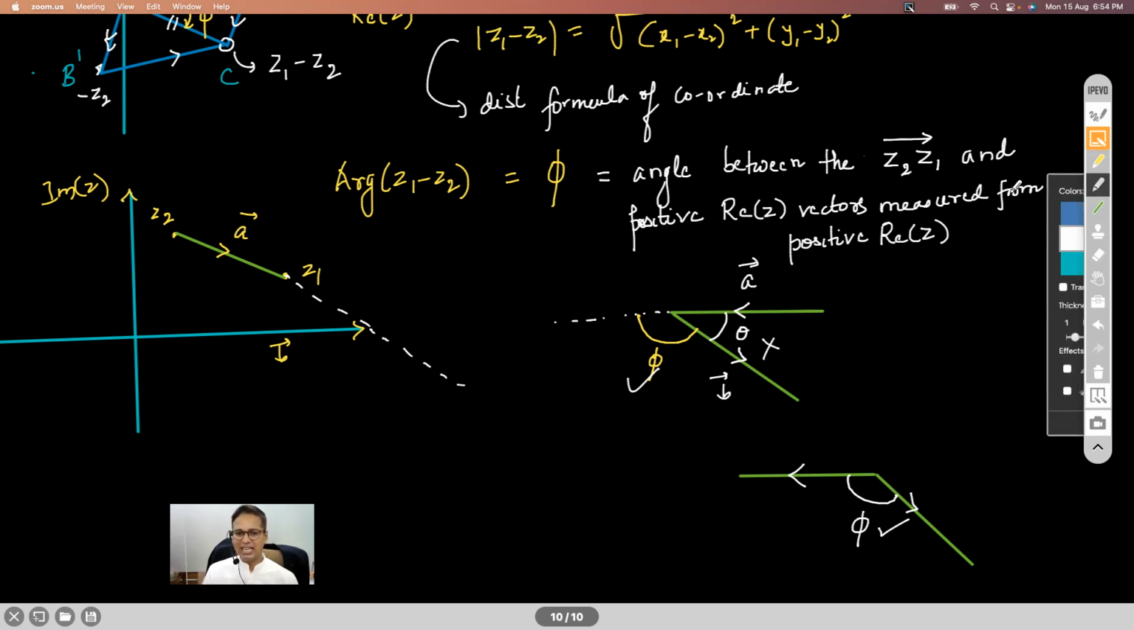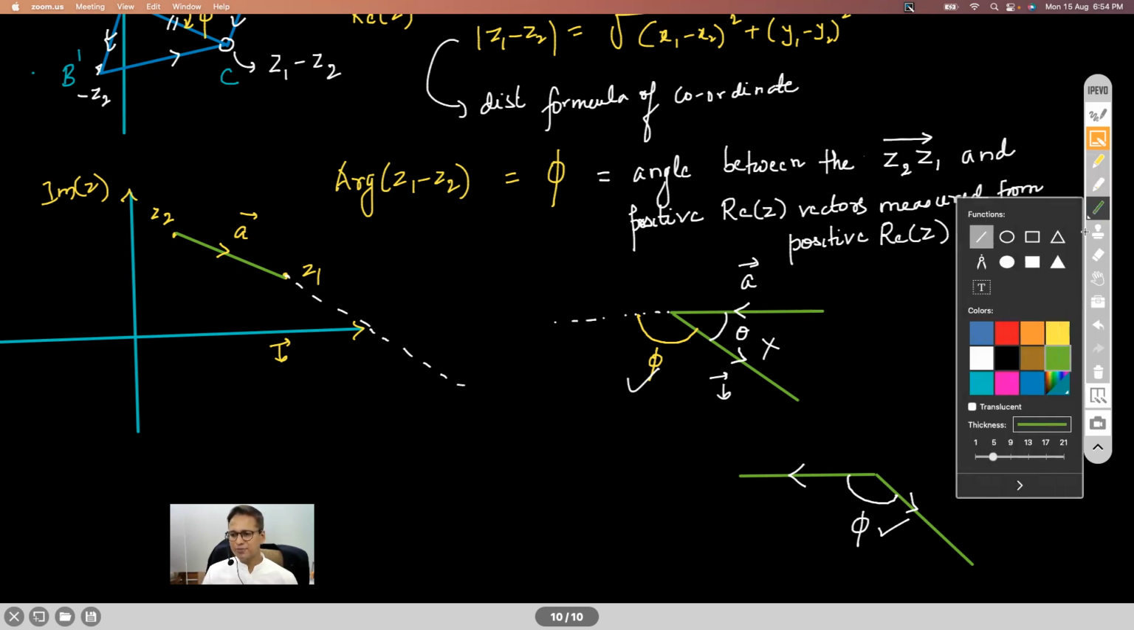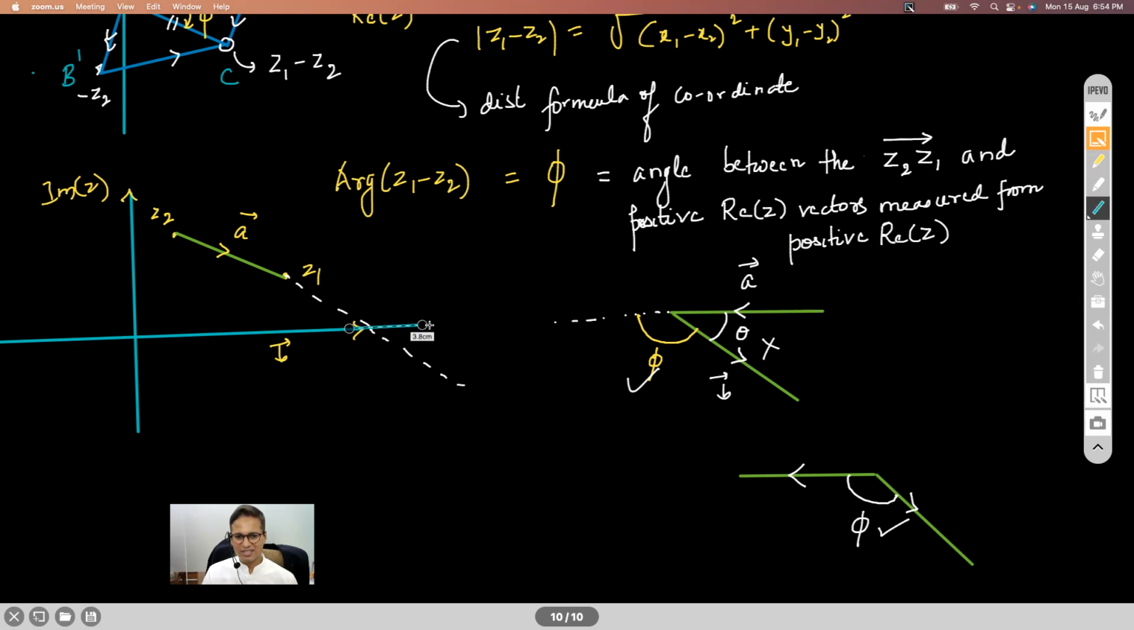Okay. And let me extend this a little bit more. Yeah, like this. Okay. So what's the angle between this vector and this vector measuring from positive real Z axis? So this is the angle that you're going to get, right? So here you don't have to make Z1 minus Z2 to realize it. So this itself will become the argument of Z1 minus Z2.